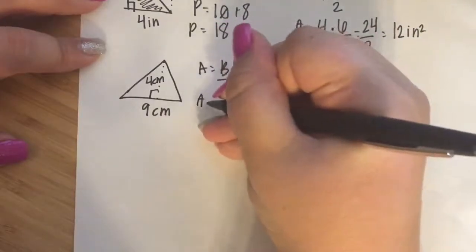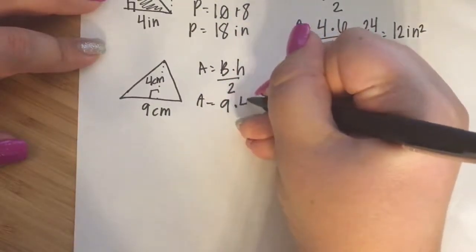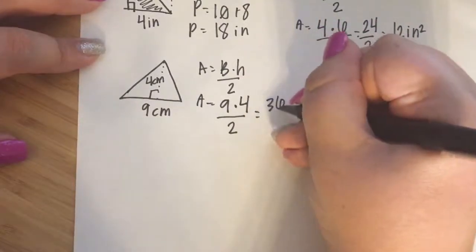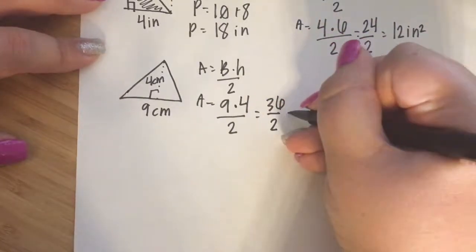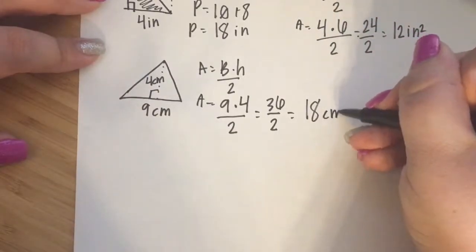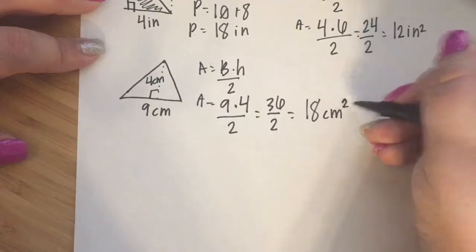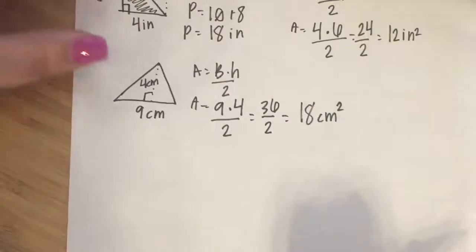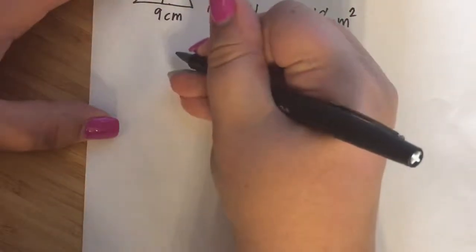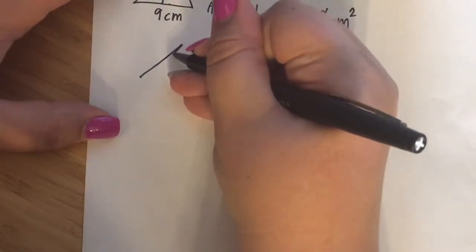So 9 multiplied by 4 divided by 2. That is equal to 36 divided by 2, which is equal to 18 centimeters squared. I square it because it is multiplying 2 lengths by each other. When we get to volume, it's going to be cubed. So we're going to keep that in mind.